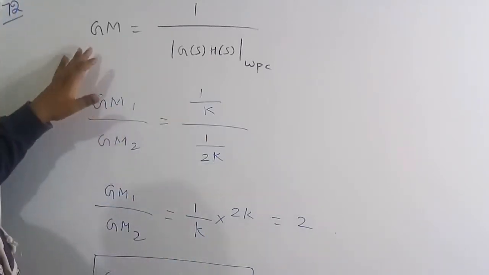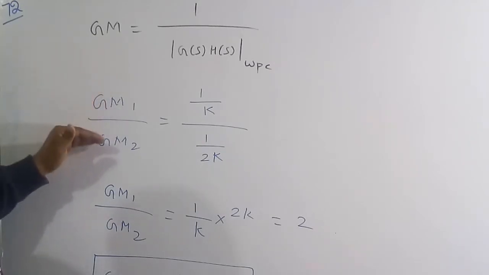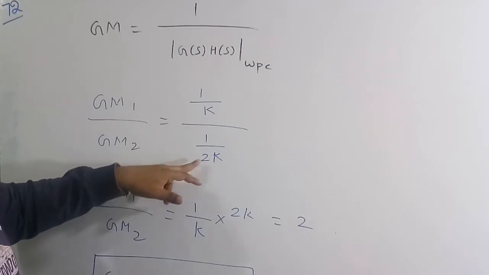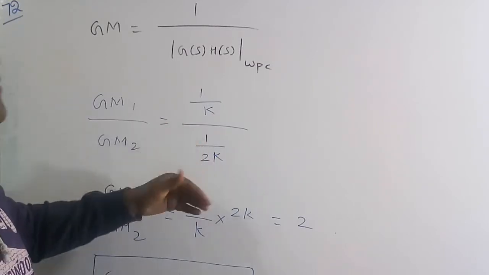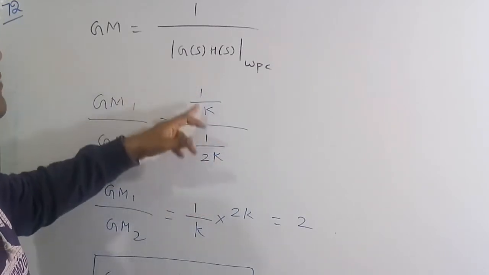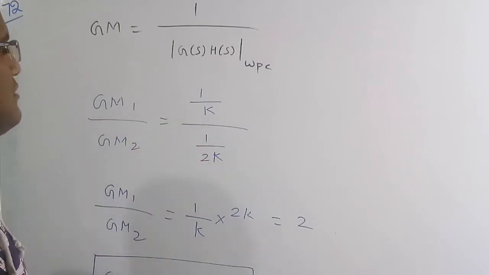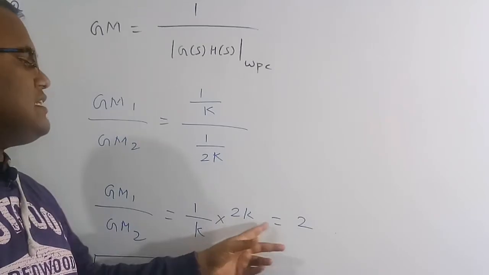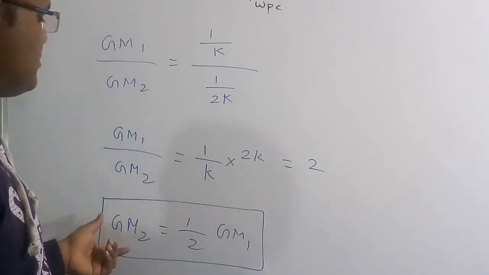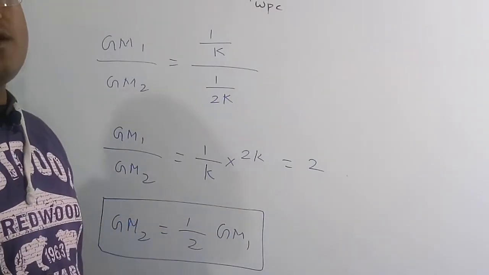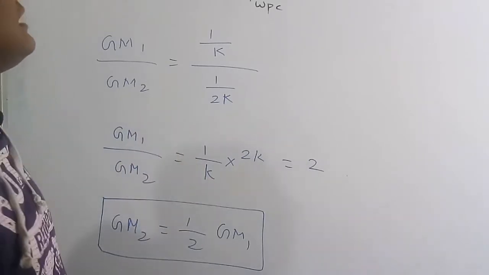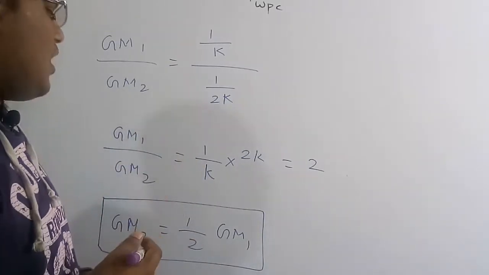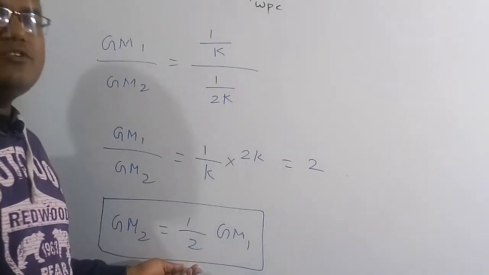So here I am going to take GM1 by GM2 is equal to, initially I am going to assume the gain is k, and the second time the gain was increased by 2 times. So therefore we can say this is 2k. So 1 by k divided by 1 by 2k. If you do the division, we are going to get 1 by k into 2k by 1, where k gets cancelled, so it is equal to 2. So gain margin 2 is equal to half of the gain margin 1. Therefore whenever the gain was increased by 2 times, we can conclude that the gain margin became half. So half is the correct solution of this question.